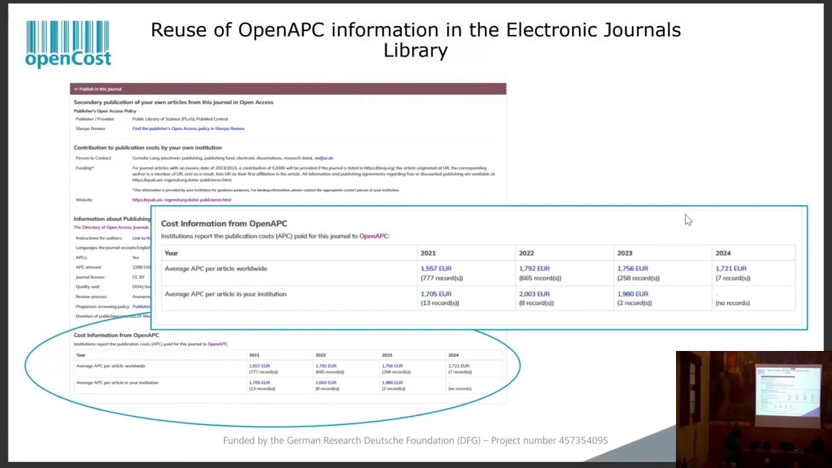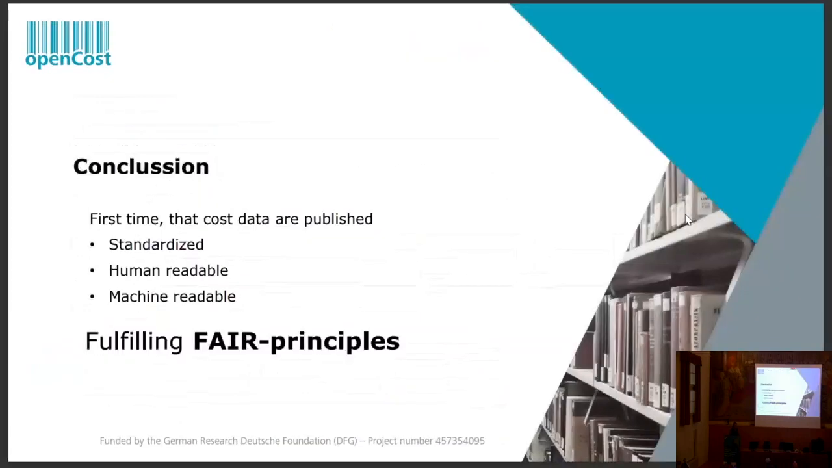On the other hand, we are reusing the data, for example, in the electronic journal library. There you have a view of your institution, like here the University Library of Regensburg, and we see how much we are spending on average for articles. In this example, it's +1. We see that the average we are spending for a +1 article is higher than the world average. So we are asking why, and maybe we should go to the publisher and ask why it is more expensive for us than for others.